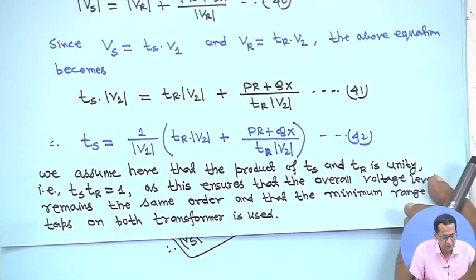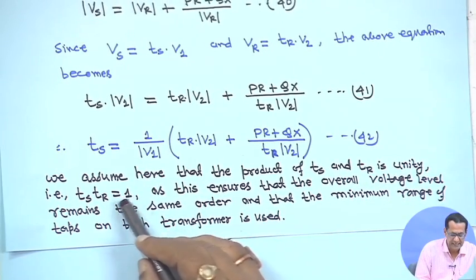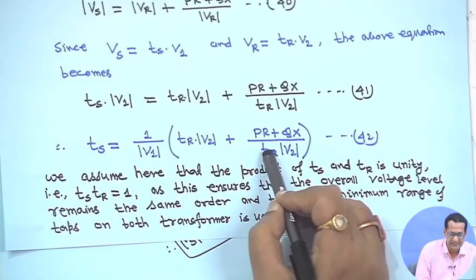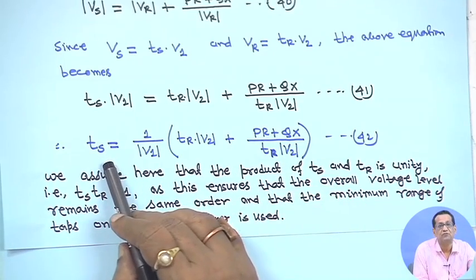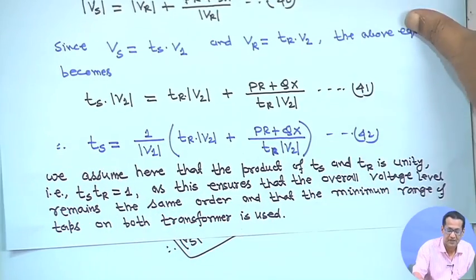Therefore, what we will do, we will substitute Tr is equal to 1 upon Ts in this equation, because we want to find out what will be the expression for Ts.